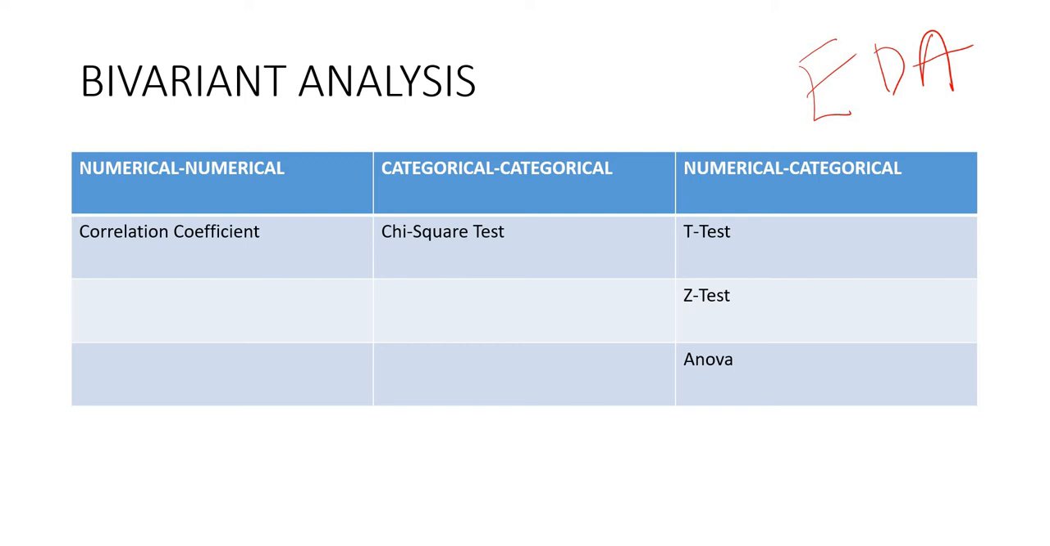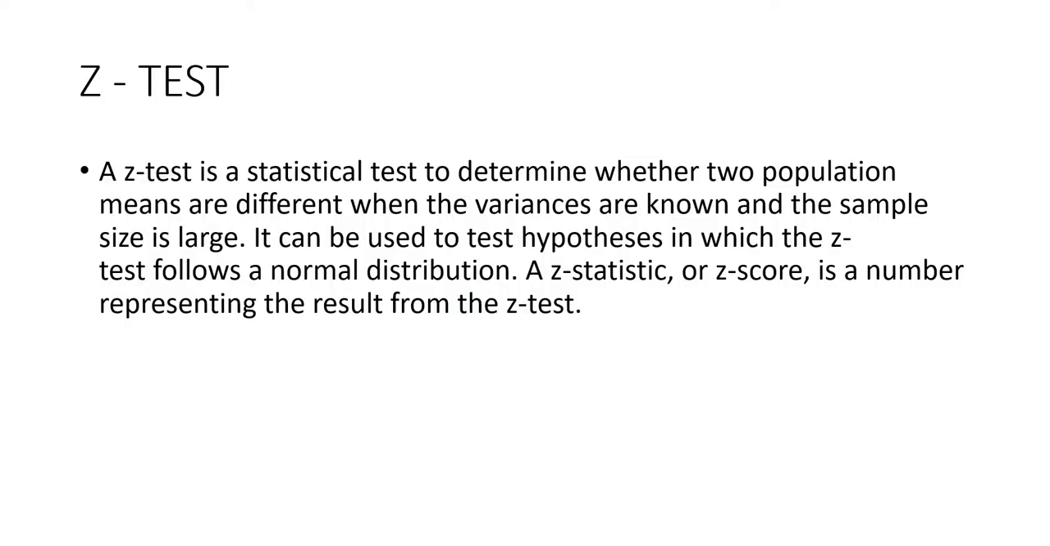If both the variables are numerical, we will go for correlation coefficient. If both are categorical, chi-square test. If one is numerical and another one is categorical, we will go for t-test, z-test, and ANOVA. Fine. So we have videos for these aspects. Here we are comparing the difference between t-test and z-test. This is a very nice table for you to understand.